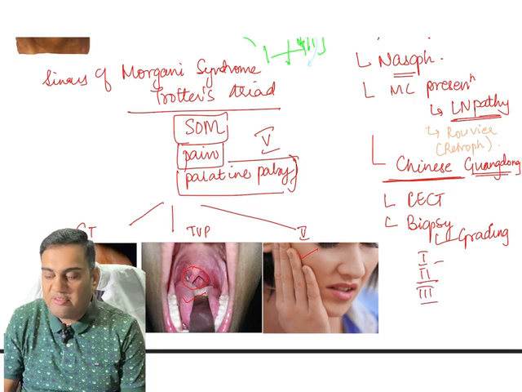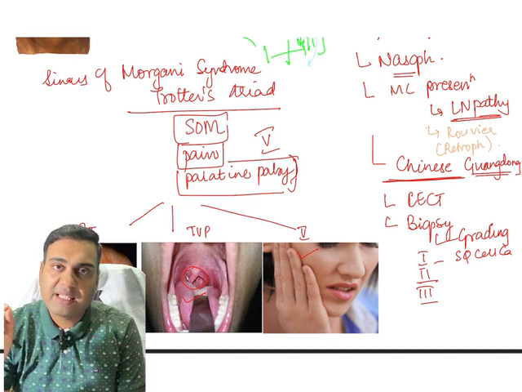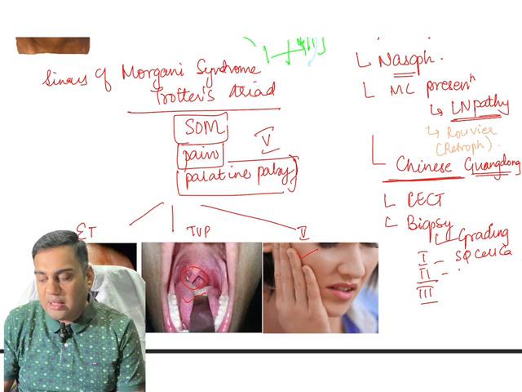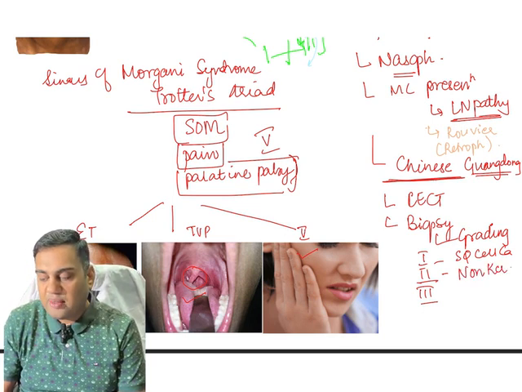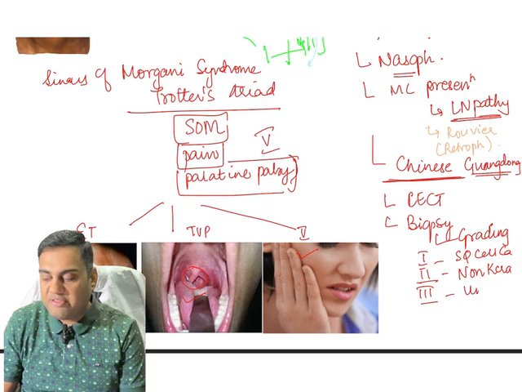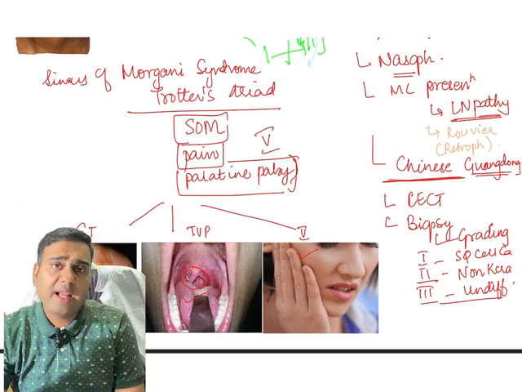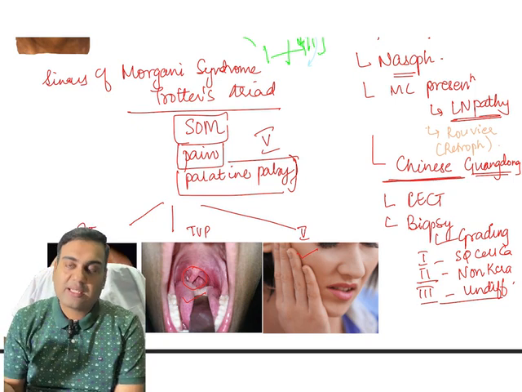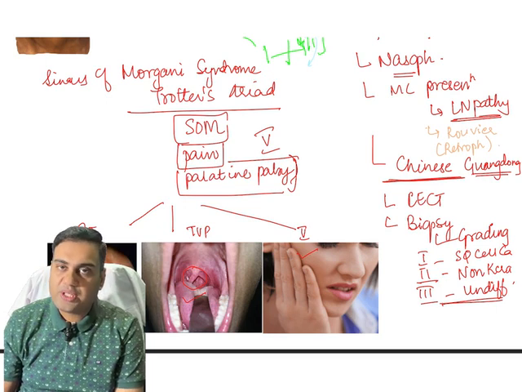Stage 1 is a squamous cell carcinoma. Remember, what was the most common malignancy of the pharynx? It is squamous cell carcinoma. Stage 2 is a non-keratinizing squamous cell carcinoma, and stage 3 is an undifferentiated squamous cell carcinoma. Stage 1 has got a good prognosis, stage 2 worse, and stage 3 worst. So you can grade the disease based on the biopsy.